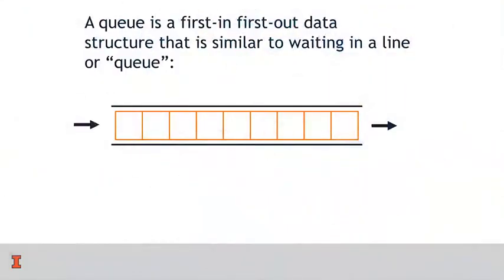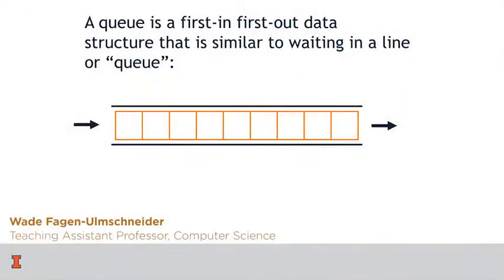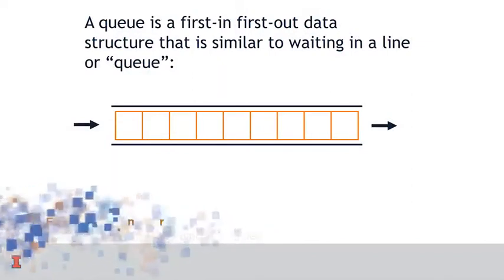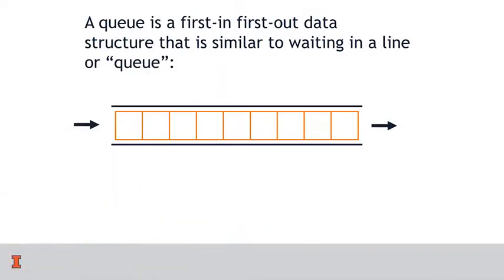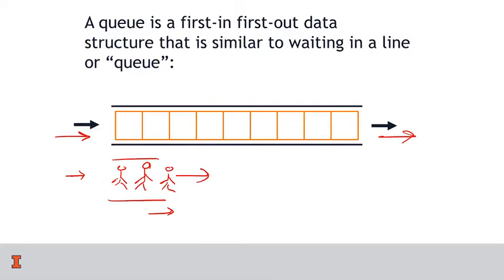A queue is a first in, first out data structure, similar to waiting in line. We'll represent a queue visually by having an array or a list or any type of container inside of a series of lines. We'll see an entry point and an exit point. So you can imagine if you're waiting in line for a cup of coffee, the first person to arrive in the line will get their drink first. People arrive at the back of the line and move through the line in the order in which they arrived. This kind of model we'll model with a queue.